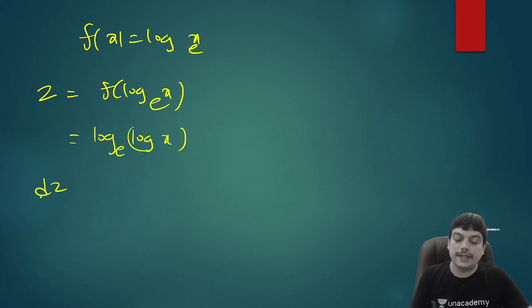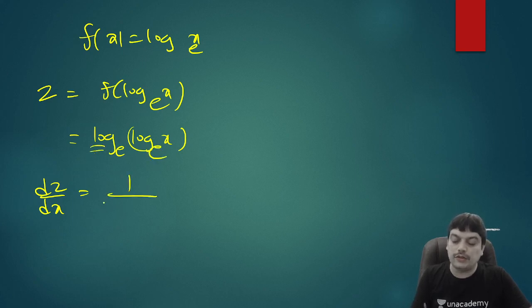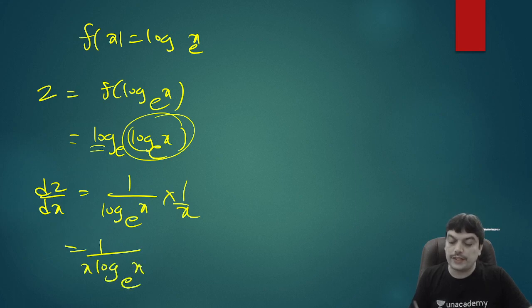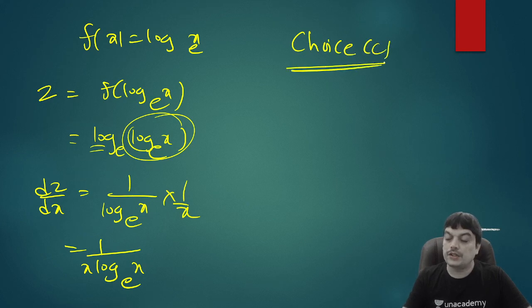So if it is dz by dx, when you have a function inside a function, I told you in chain rule, first we start differentiating from the outer one till the inner one. So this log will have a derivative 1 by the value which is inside. So 1 by log x base e, into further you need to differentiate this log also, for which the derivative is 1 by x. So you get the answer as 1 by x log x to the base e. So therefore you can say the correct answer would be choice C for this problem. So this question is quite simple.